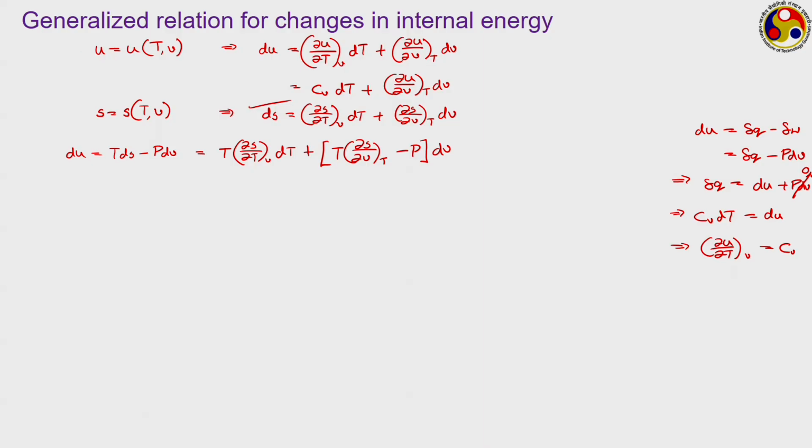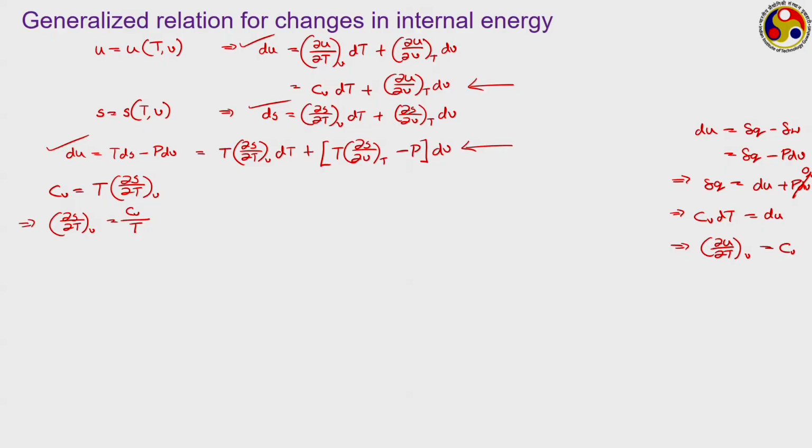Now, you have one expression for du here, another expression for du here, and you can see on the right hand side, the terms are dT and dV. Similarly, here also you have dT and dV. So, if you compare the coefficients of dT, then you can write Cv is equal to T (∂S/∂T) at V, or (∂S/∂T) at V is equal to Cv by T. This one we shall be using in the next lecture when we develop generalized relations for entropy.